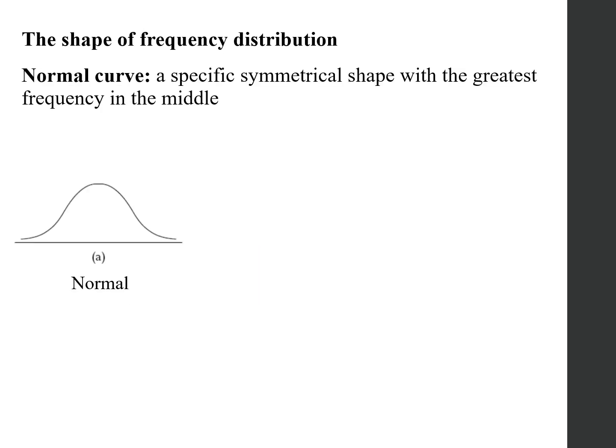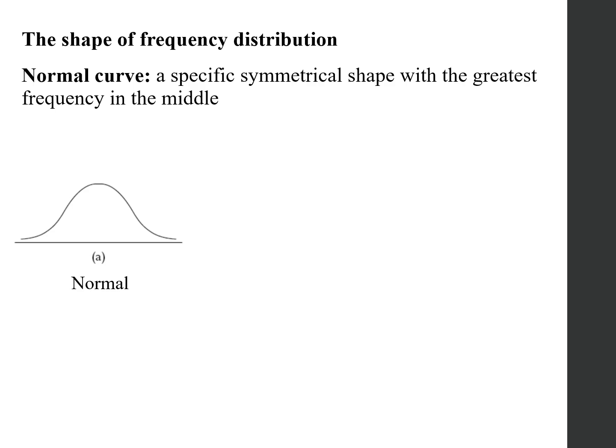Once we have the data plotted, we'll want to look at the distribution of scores and see what shape the data fall into. What does the spread look like? Is it symmetrical on both sides? Is the greatest frequency in the middle? If so, we call this a normal distribution.